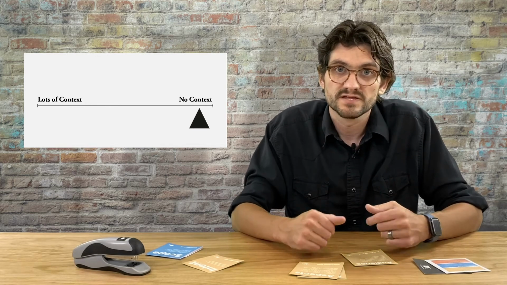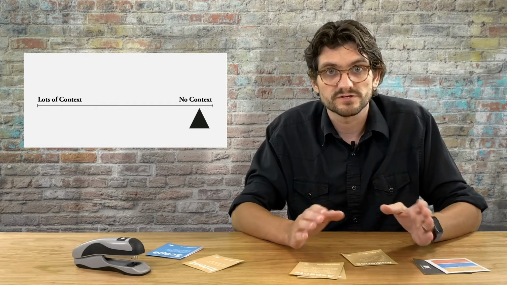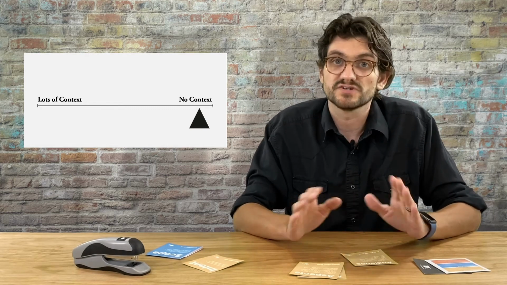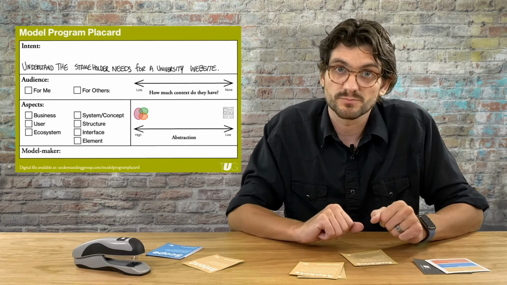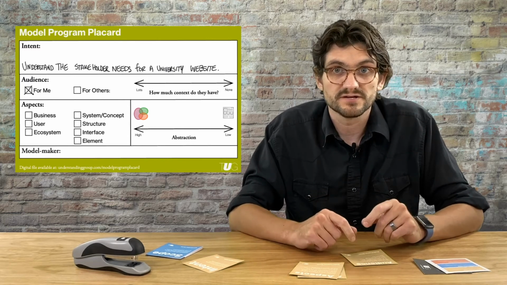Right now, as we're learning about modeling, we're going to focus on making models that are just for us. So let's document that on our program placard. This is a model just for us. Models for us are a lot easier to make, and they're how every other model usually starts. If you can't or haven't made something clear for yourself, how can you make it clear for somebody else?